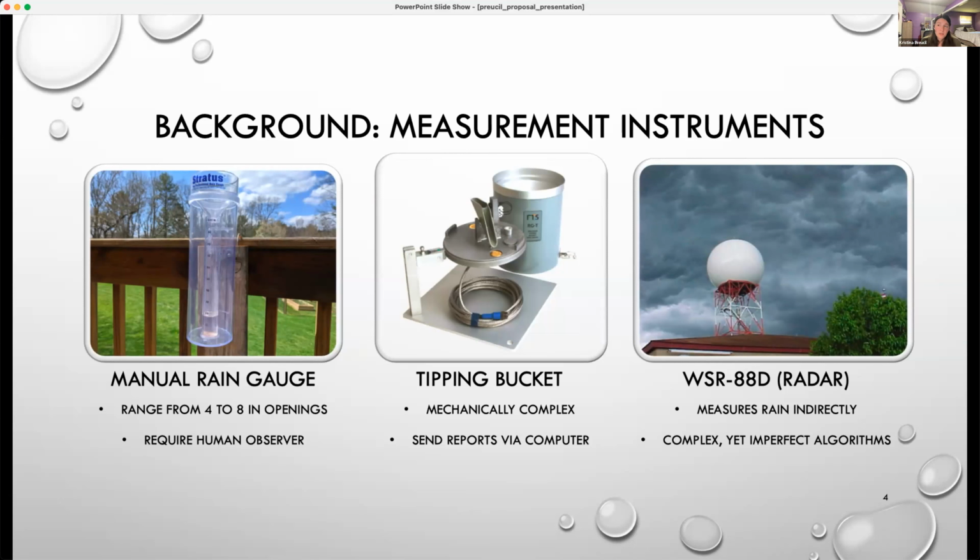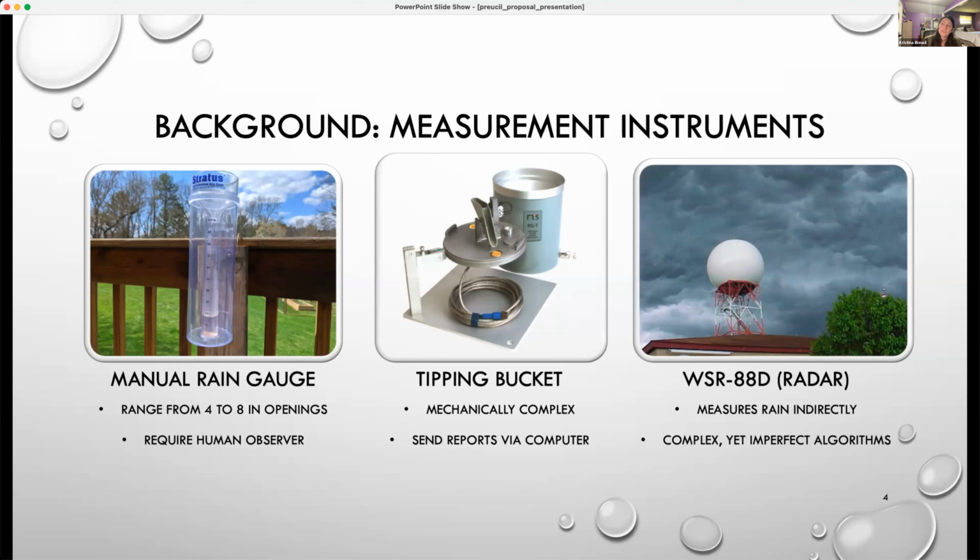But once you do place them, it would be your job to take the measurement at whatever time interval that the observation network you're reporting to would require. So if it's 7 a.m., you got to be awake and out there at 7 a.m. to take the report. And then you would have to empty it and reset it for the next day's observation.